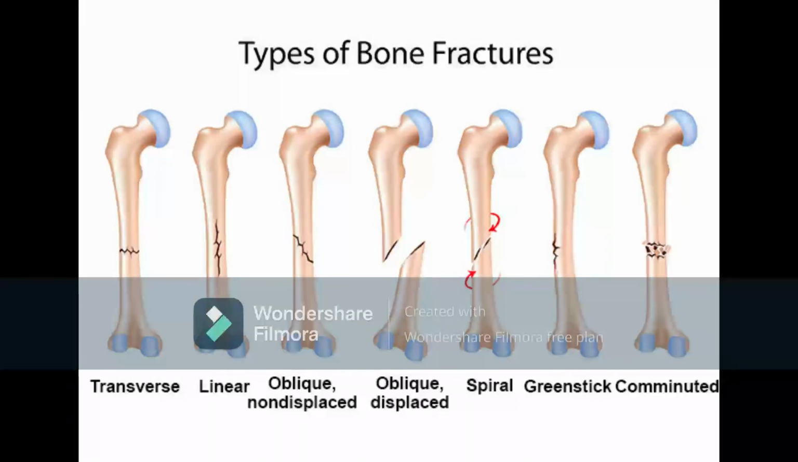Now, NCLEX asks you several questions about this traction. They ask you, what part of the body gets a Buck's traction? The student doesn't know. What part of the body is that? Leg, but what part of the leg? Femur? Half.